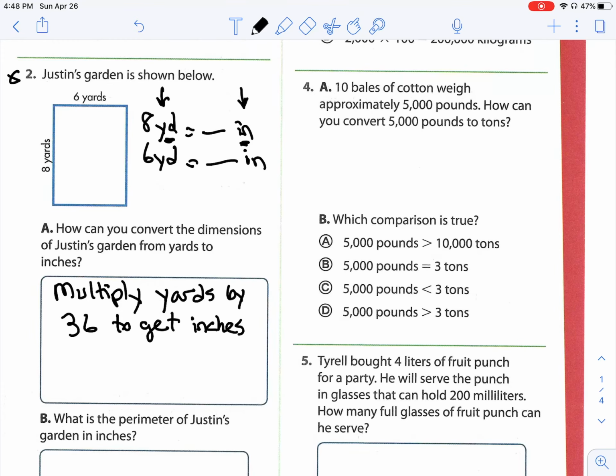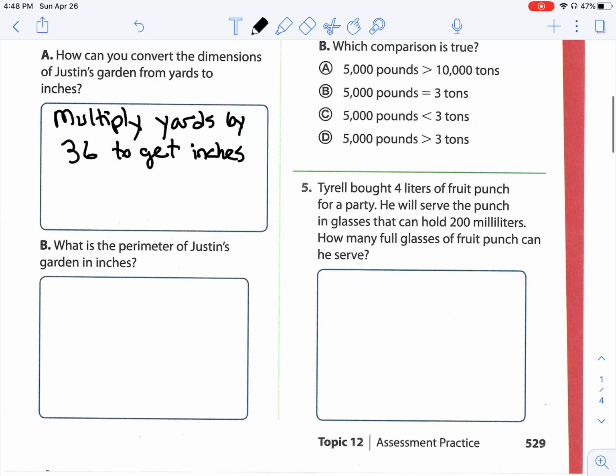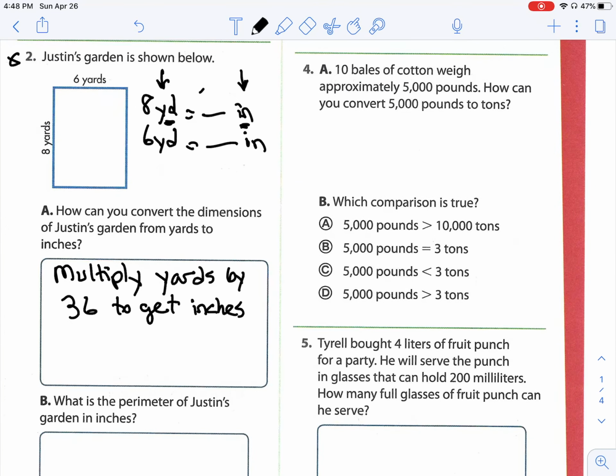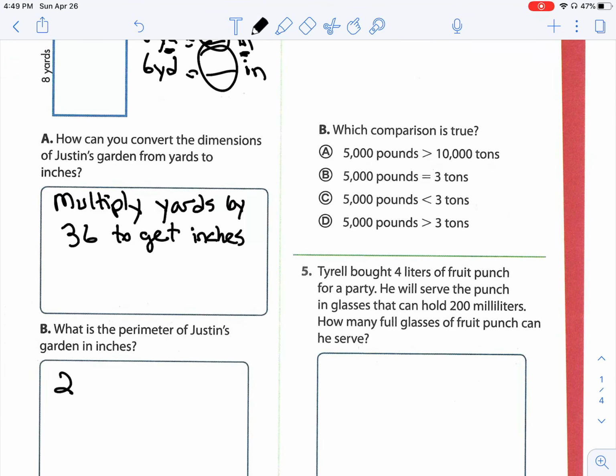And we are going to find out the perimeter of his garden in inches. So we are going to need to find these inches. And so I got my calculator out. I'm going to go 8 times 36. And that's 288. I'm just going to write it down here because this is where I have to do my work. And that would be the length. And our width would be 6 times 36, which is 216.